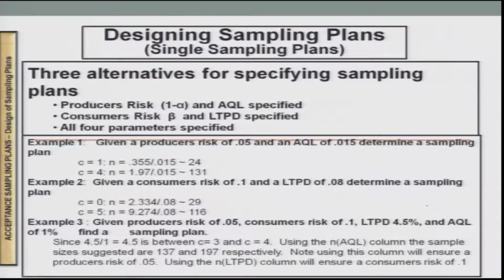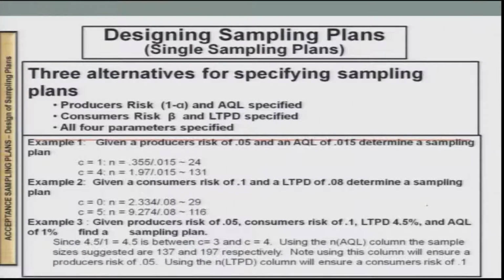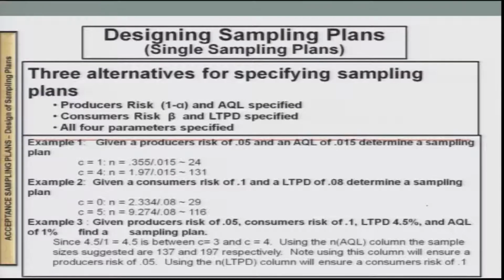I have been mentioning the words alpha and beta time and again, so let us come back to this concept. The 3 alternatives for specifying the sample plans are the producer's risk, which is 1 minus alpha, or the AQL specified values, and the consumer risk, which is beta, the LTPD value, and all 4 parameters need to be specified. The 4 parameters are, if you remember, capital N, small n, C and D. In this example, given a producer's risk of 0.05 and an AQL value of 0.1015, you want to determine the sampling plan.